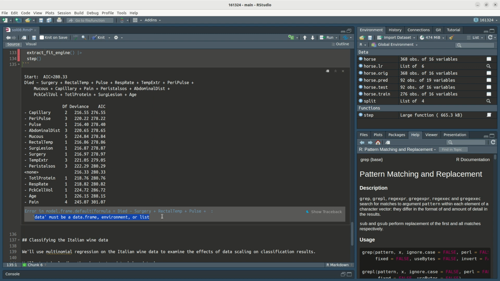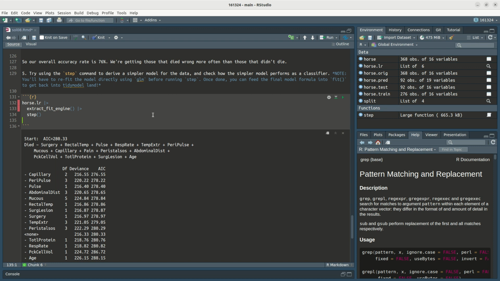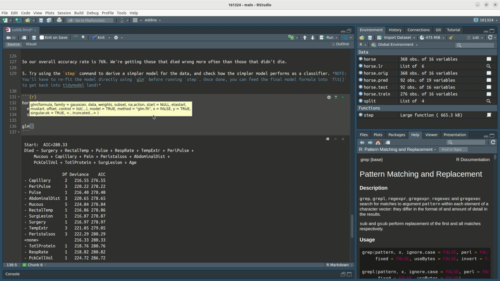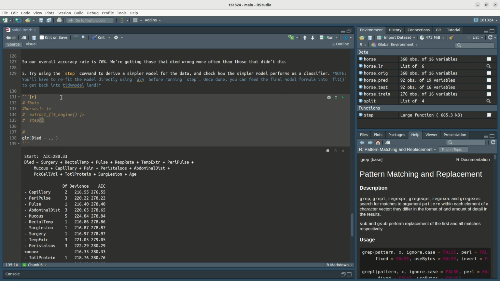Parsnip doesn't pass the data on in that way, and so it's not allowing the GLM function to store the data in the same way, and therefore step won't work. So we're going to have to go sort of old school, backward GLM, right? So we're going to fit the model with GLM. So this fails, as GLM doesn't have the training data embedded in its model object.